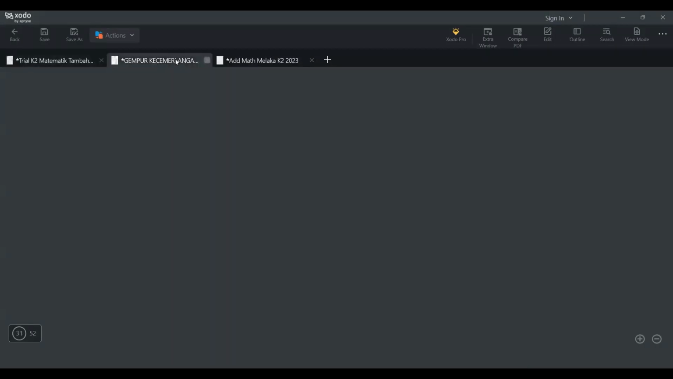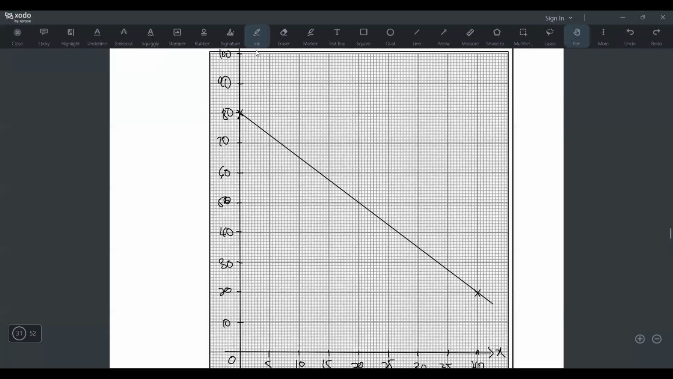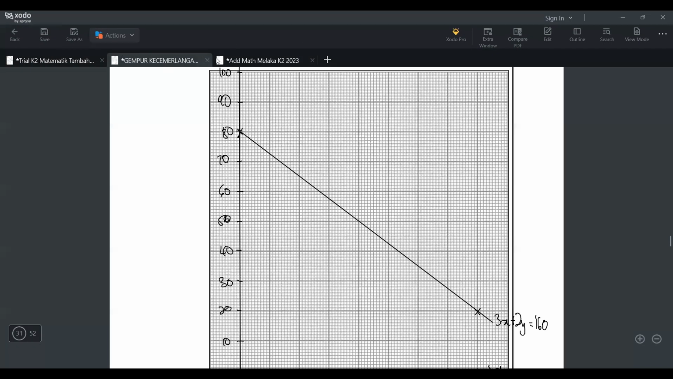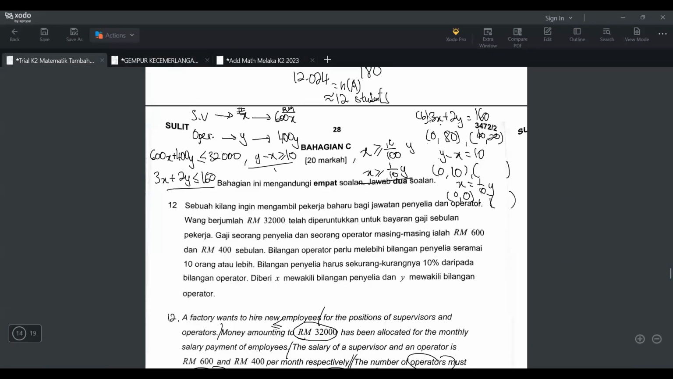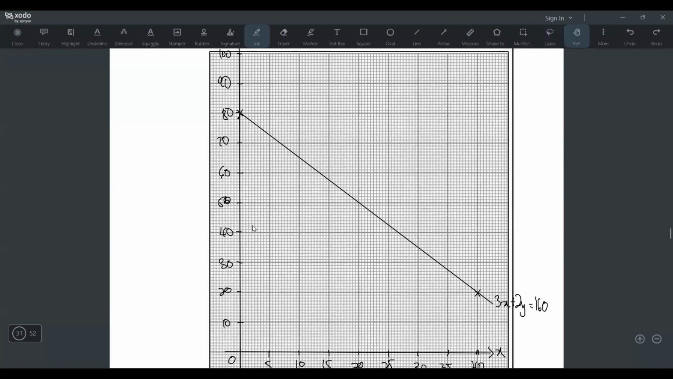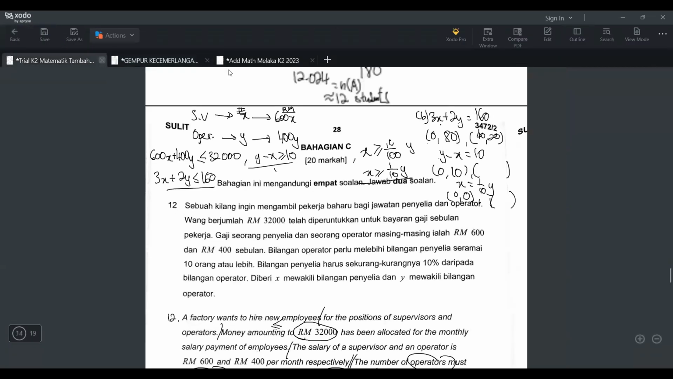Okay, 3x plus 2y equals 160. Remember to write the equation. Always write the equation. Okay, next line. Let's go. The next line is what is it? 0, 10. Okay, let's plot first. 0, 10 is here, but you have to join with another point. The other point I erased just now is because I got a negative, right? That's why I ended up erasing. But it's okay. I can find another point.